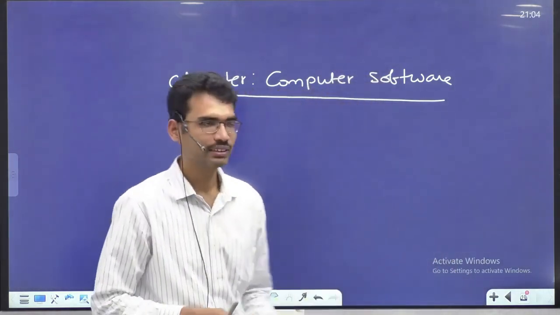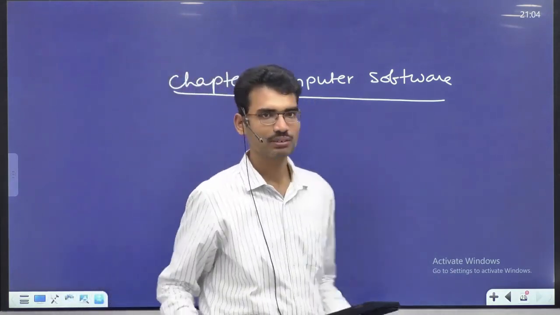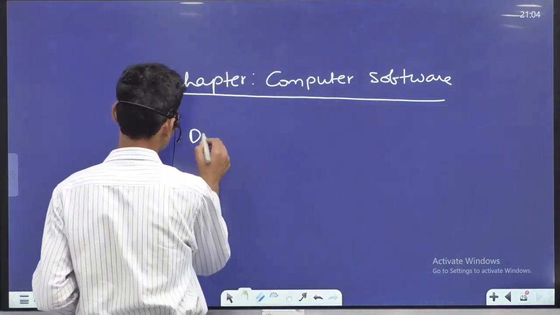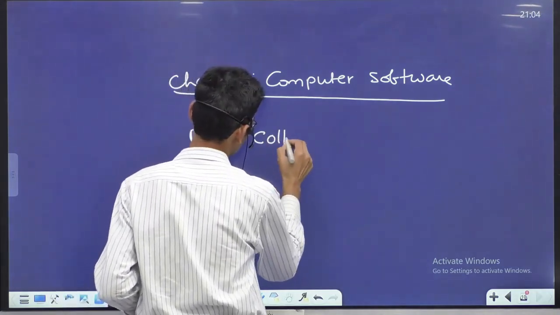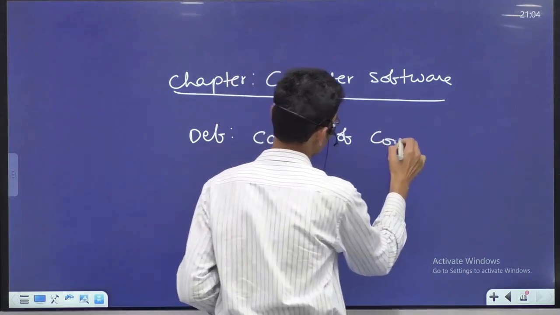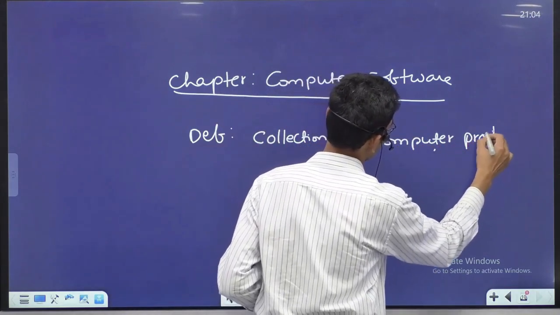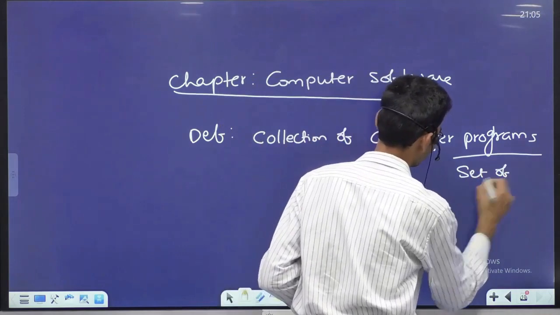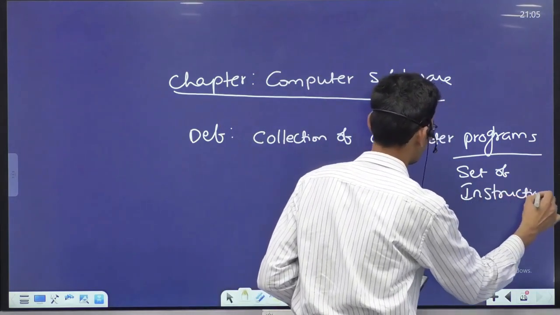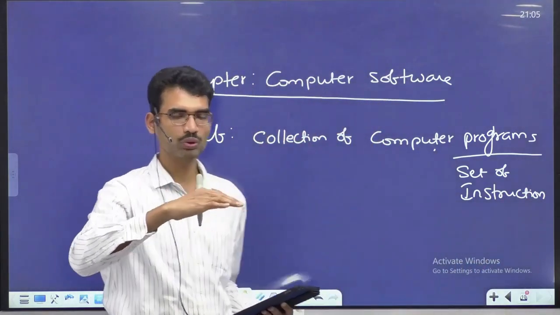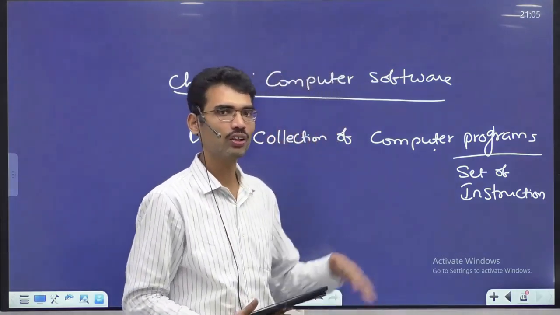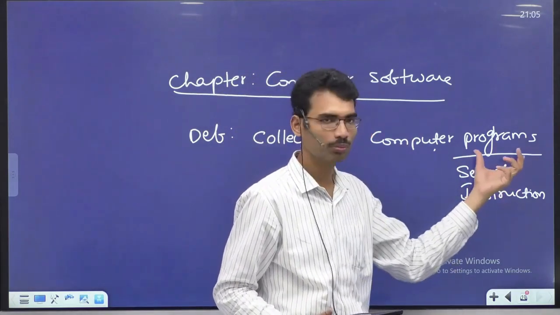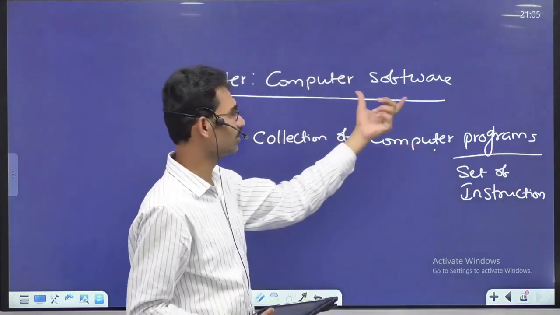The definition is this: the communication mechanism is in the form of instructions. This set of instructions is called computer software. The definition is a collection of computer programs. A program is nothing but a set of instructions. Like step one, you do this, step two, you do this, step three, you do this. This is also called an algorithm in software language. These algorithms are sets of instructions. Combined, they are called a program. A set of programs combined we call software.